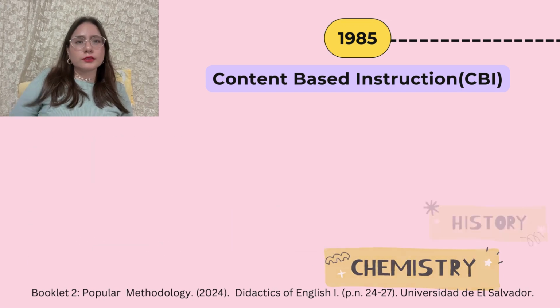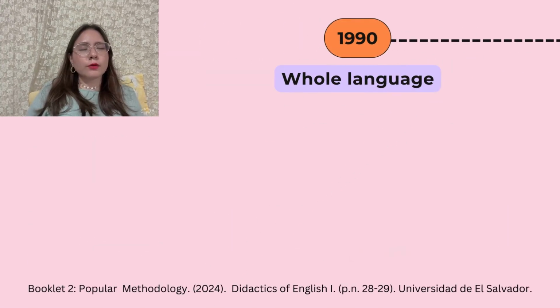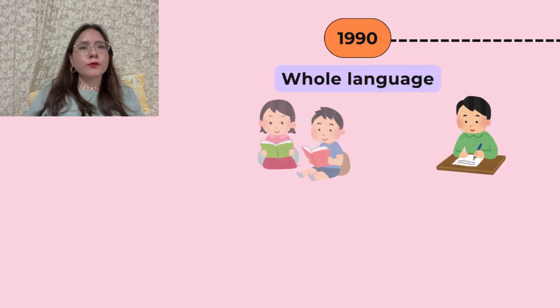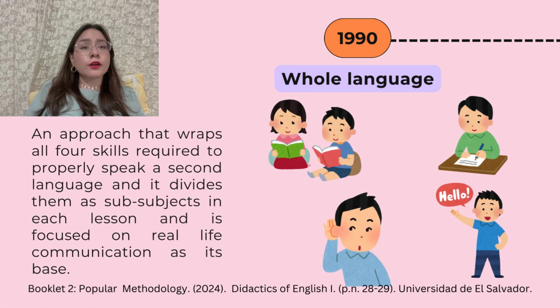And at the same time, they are going to learn it because they are learning about new topics in that language. And lastly, we have the whole language approach, originated in the 90s. This is an approach that grabs all four skills that are necessary in order for a student to learn a new language, and the lessons are divided in these four skills. It also believes that the lessons should be focused on real-life communication as their base.